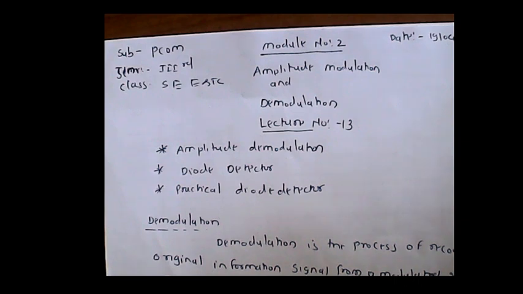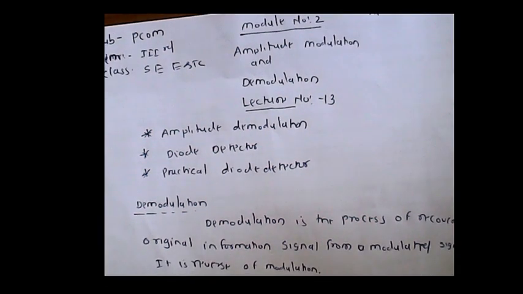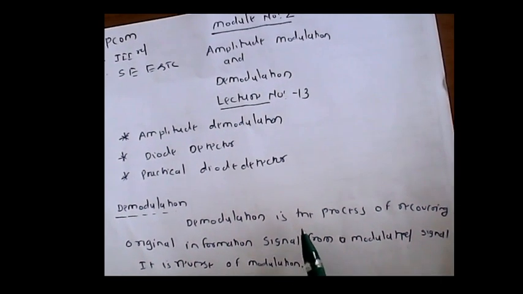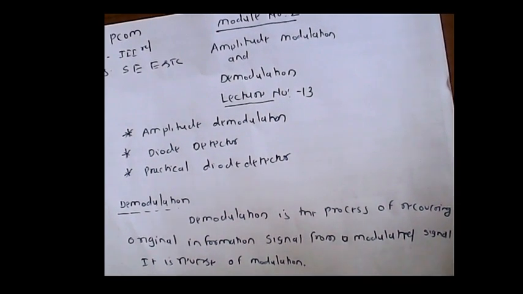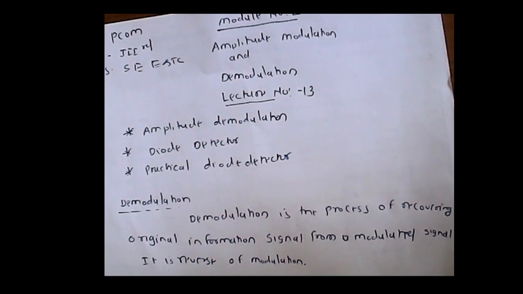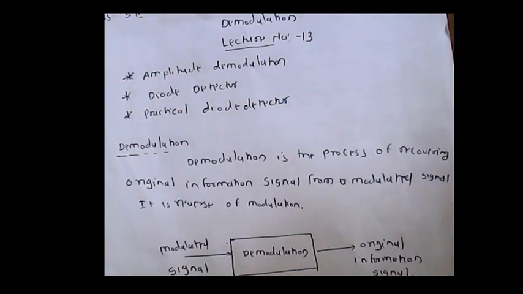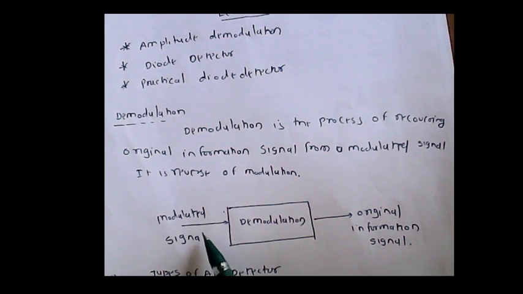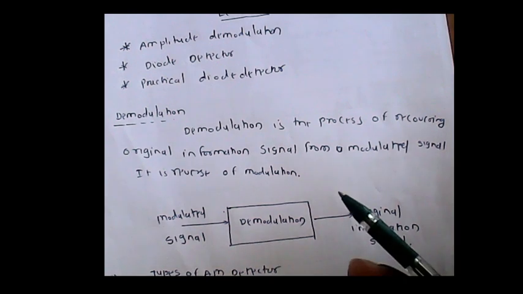So first we define what demodulation is. Demodulation is the reverse process of modulation, which happens at the receiver side. Demodulation is the process of recovering the original information signal from the modulated signal. It is the reverse of modulation. We can represent it in diagrammatic form: the input is a modulated signal, there is a demodulator, and then the original information signal is received at the receiver side.